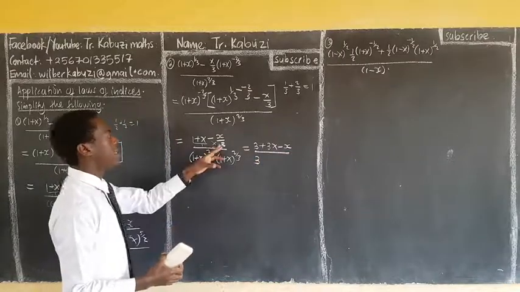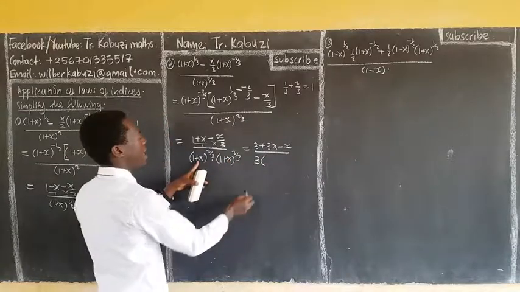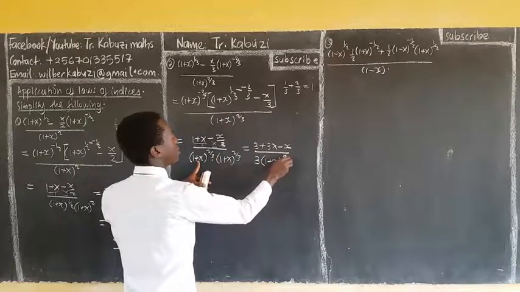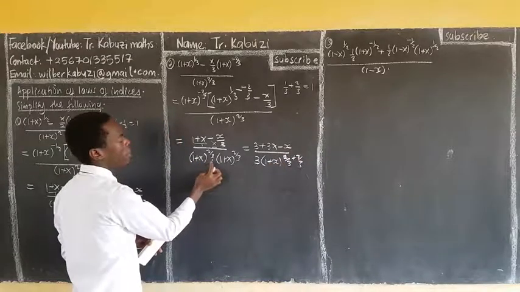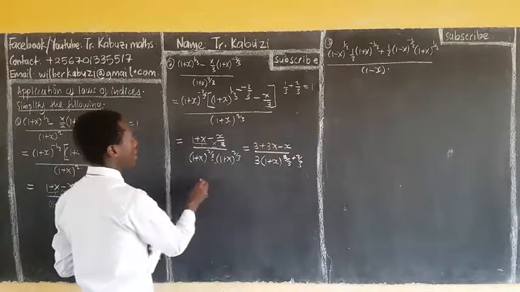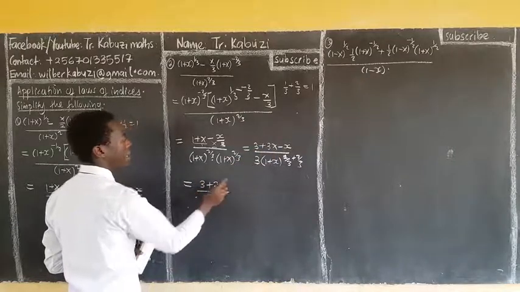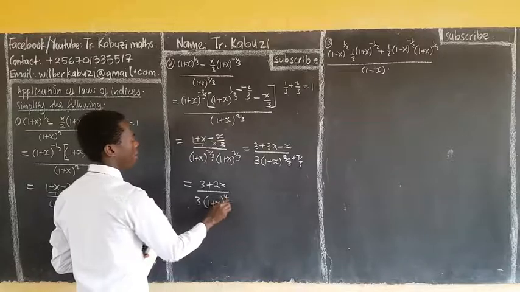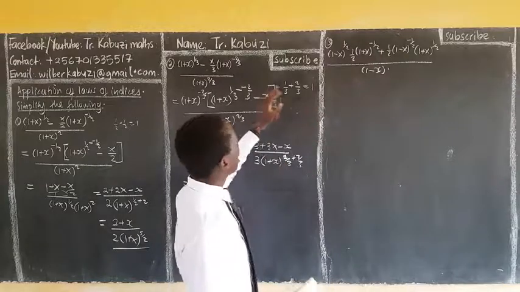Remember, if this is dividing this and this is dividing this, you just get the 3, you put it down there. Then from here, you get 1 plus x, then you add these powers, 2 over 3 plus 2 over 3. Why? Because if I'm multiplying numbers of the same bases, I add their powers. So now, when I simplify this, it will be 3 plus 2x over 3, into, when I add these powers, 1 plus x power 4 over 3. With ease.